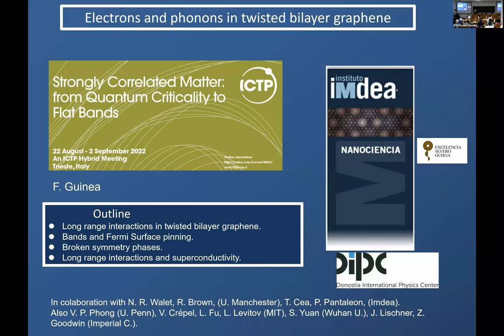Okay, I will give a kind of introduction to the theory of twisted bilayer graphene and the new things we have done about superconductivity. And as there have been many talks this summer on the subject, I have included some new topics which hopefully will be of interest to some of you.